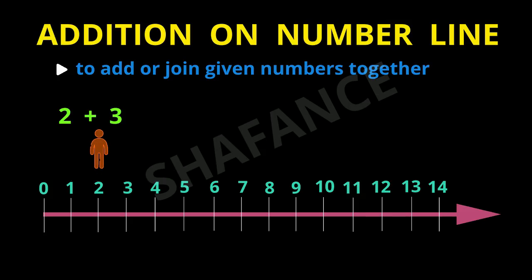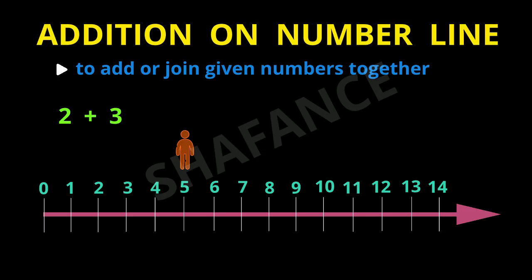Now we have to join with this number. The person is at 2 and now we have to join. That is, again, we have to move in the same direction. How many places? The person will move 3 more places in the same direction because we are adding. So now from 2, the person will move 3 steps more. So the person moves to 3, then 4 and then 5. So now the person is at 5.